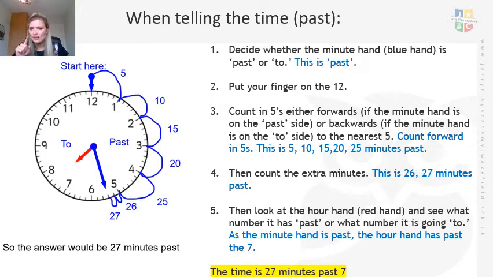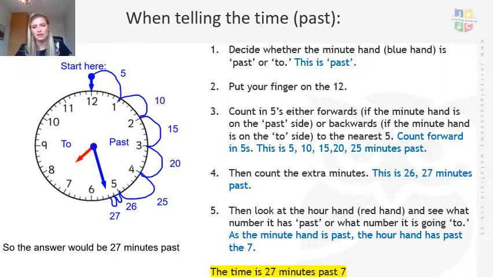We then are going to start from the 12 again, and we're going to count just like we did previously. Now we can count up in 5s to start with, because we know that there's 5 minutes between each number, so it will get us there a lot quicker rather than having to count every single individual one. So we can count up to the nearest 5. Okay, so we can count to 5, 10, 15, 20, 25. However, we can't then add another 5 because our minute hand is before them. So then we will start from 25 and add the extra ones. So we'll go 25, 26, 27. So we can see that the minute hand is at 27 minutes past.